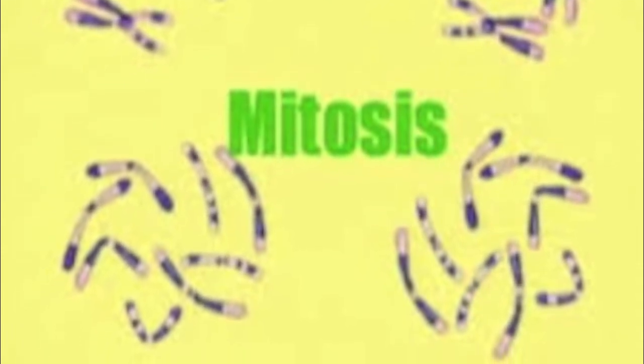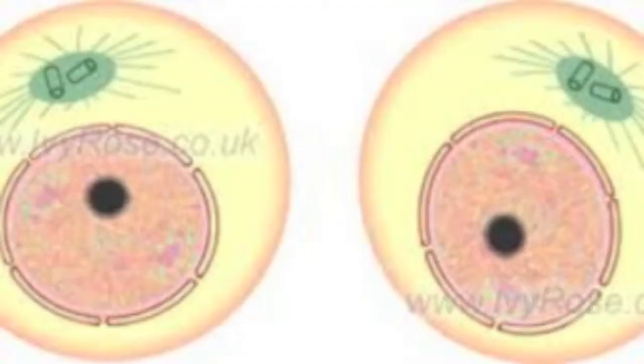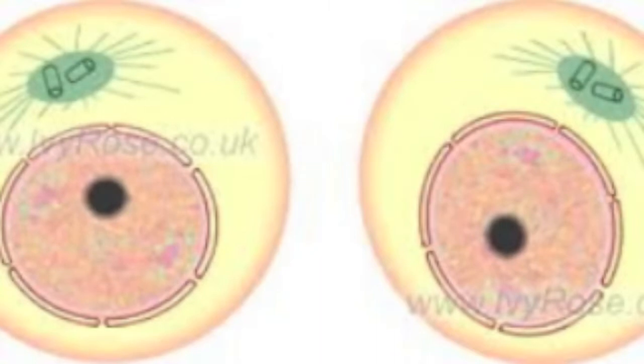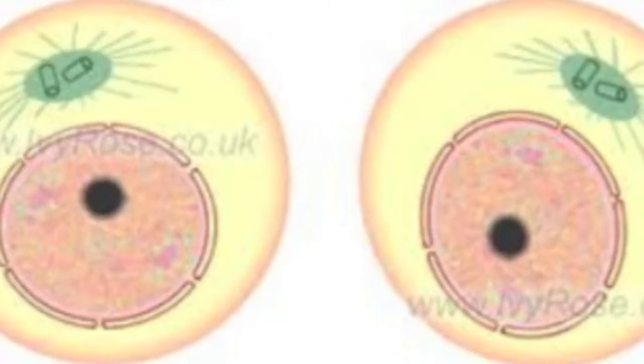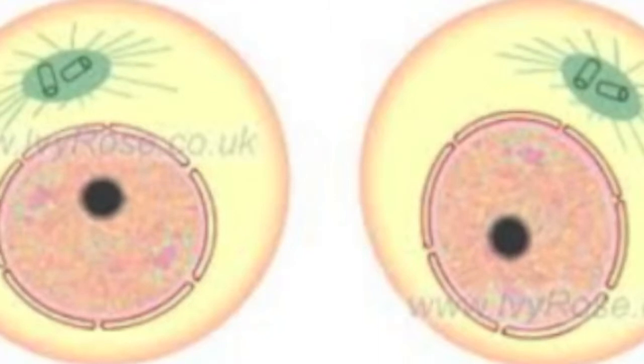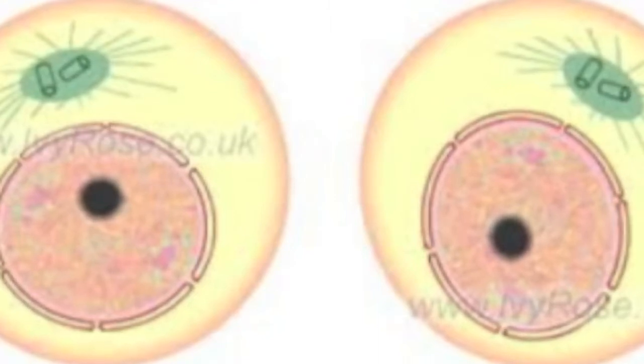Mitosis and meiosis both produce 2 daughter cells. In mitosis, the 2 daughter cells are completely identical to the parent cell. If the parent cell is haploid, the new cells are haploid, and same for diploid. Mitosis is important because it helps our bodies repair themselves.